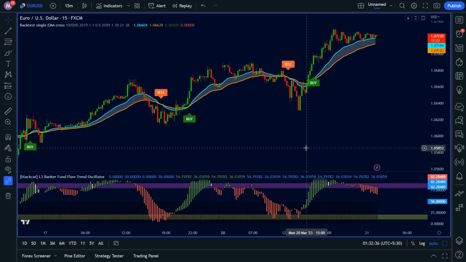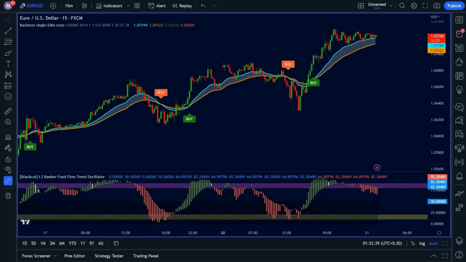We can see the buy and sell signals more clearly now, and the EMA cross helps us confirm the trend direction. By combining these two powerful indicators, we have a solid foundation for making profitable trades. But this is just the beginning. In the next part of this video, we'll show you how to use these indicators together to generate high probability trades. So keep watching and stay tuned for more valuable insights.